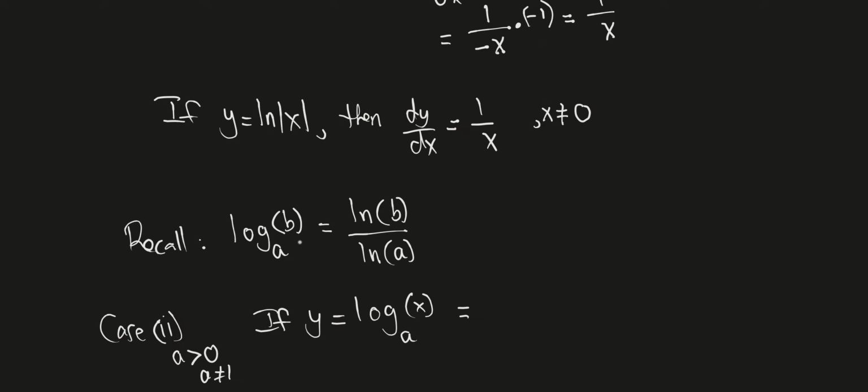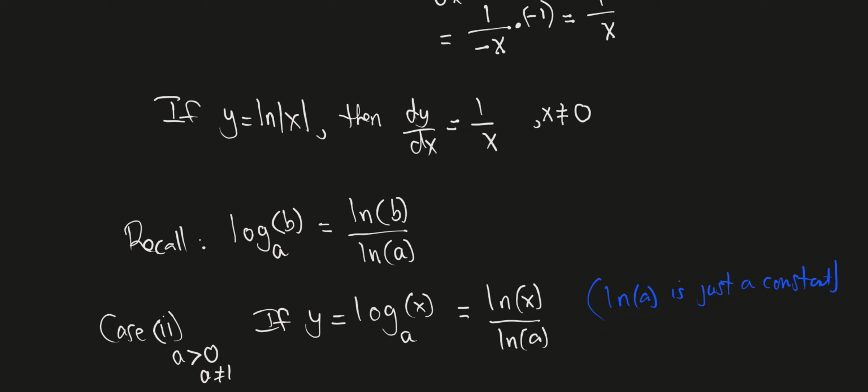So using this same formula, the only difference is now I have my variable x. So the x is now playing the role of b. So this looks like the natural log of x, which I now know how to differentiate, divided by the natural log of a. And the thing to remember is that the natural log of a is a constant. Right? So the ln of a is just a constant.